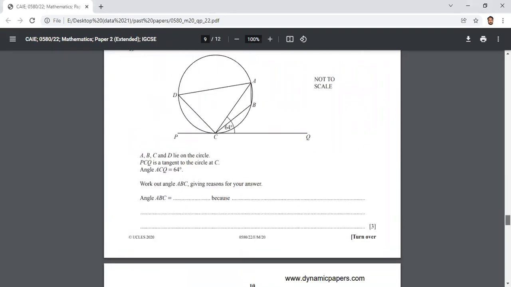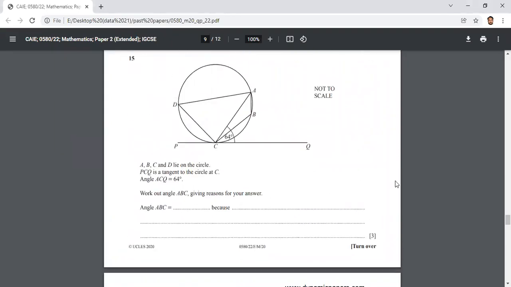This is about circle properties. Inside ABCD, we don't know any angle yet. What we are given is that A, B, C, and D lie on the circle, which means ABCD represents a cyclic quadrilateral. A cyclic quadrilateral means the sum of opposite angles equals 180, meaning supplementary.